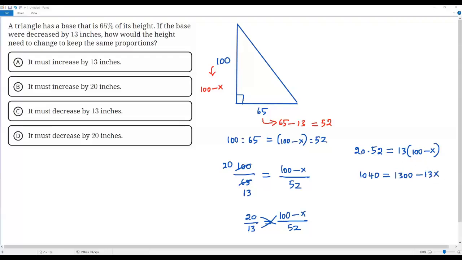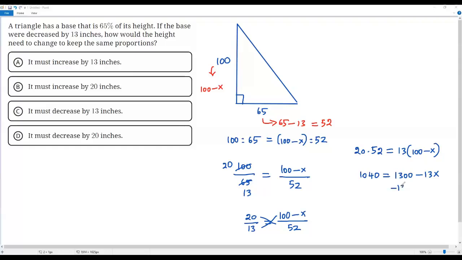Now we have to solve for x, because x represents the amount of change we have made in the height, since they're asking us to find how the height needs to change. We have assumed x as the change in the height, so we have to solve for x.